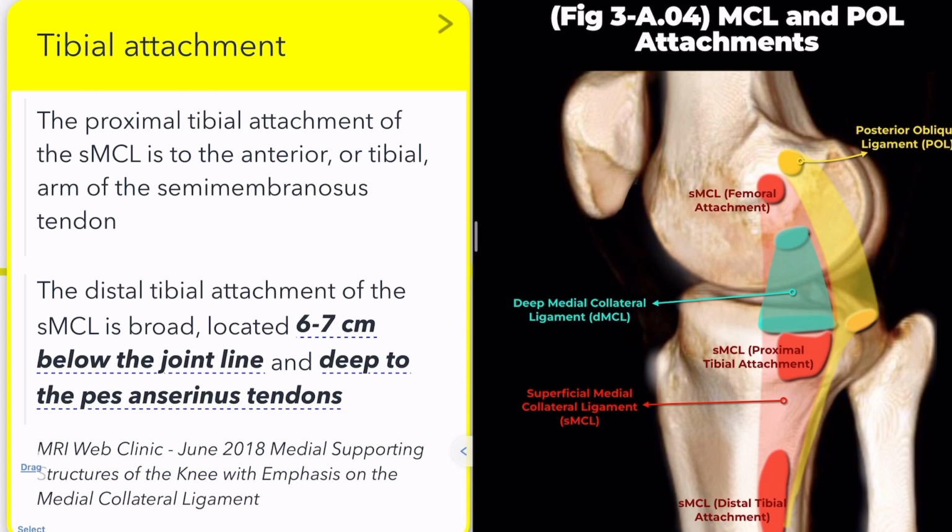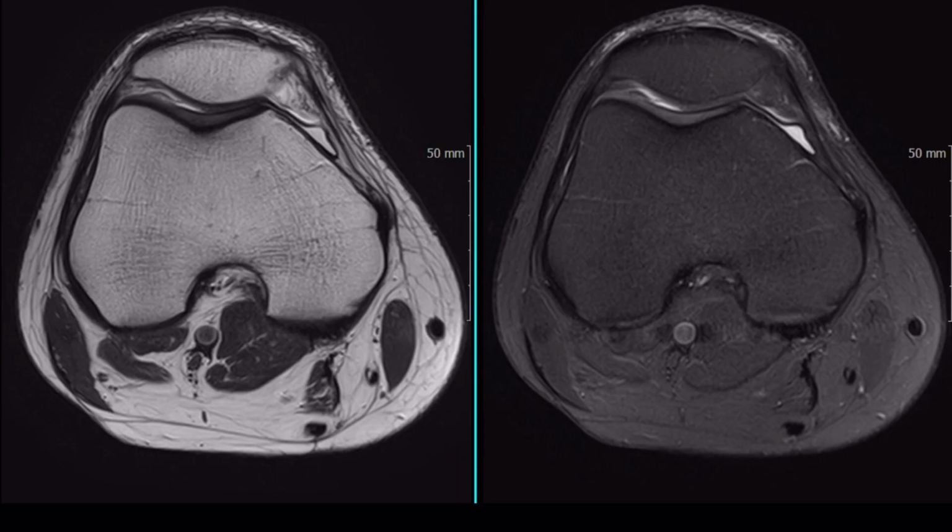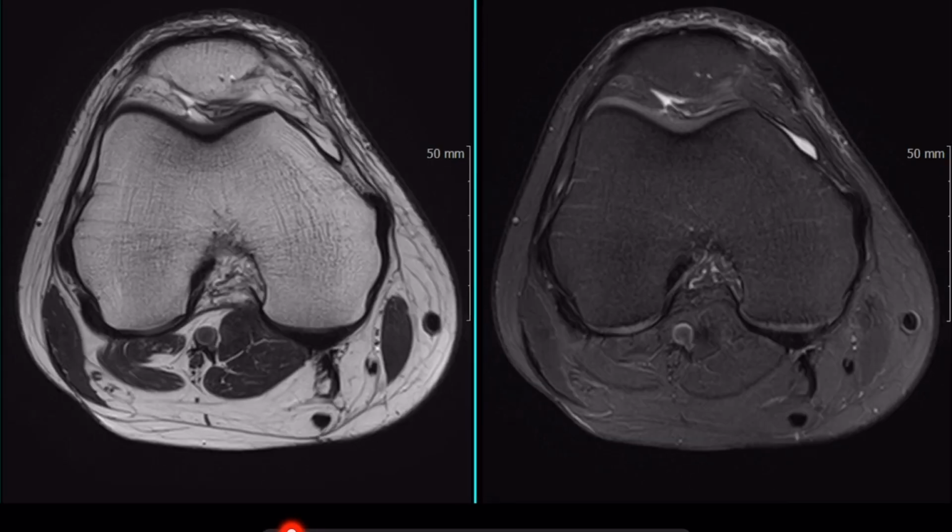The superficial medial collateral ligament has two tibial attachments. The proximal one blends with the distal semimembranosus tendon sheath. The proximal tibial attachment is located 10 to 12 mm distal to the joint line and primarily attaches to soft tissues. This is the superficial medial collateral ligament.